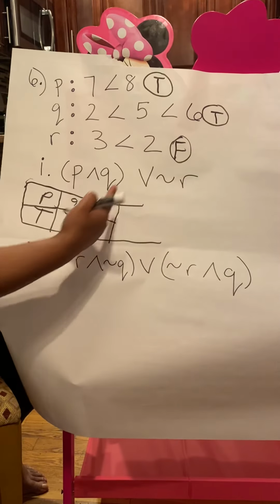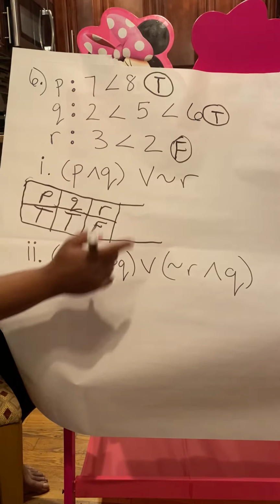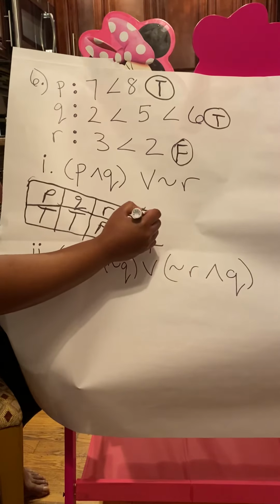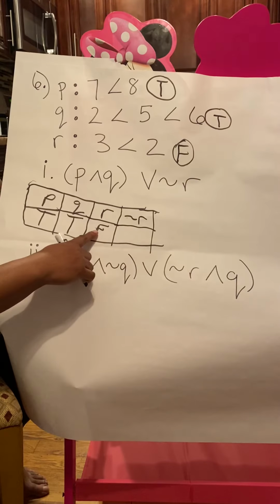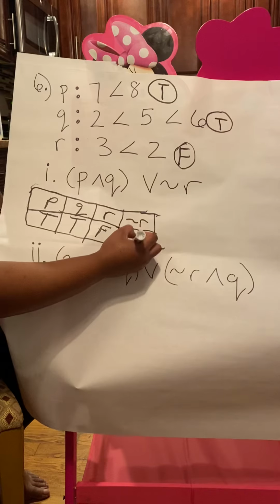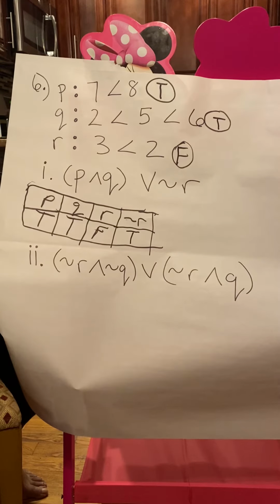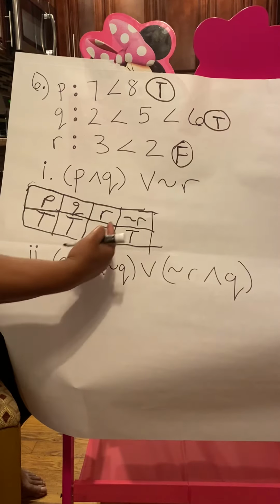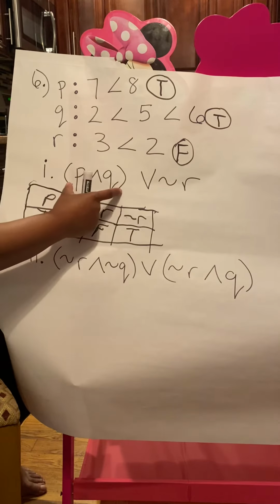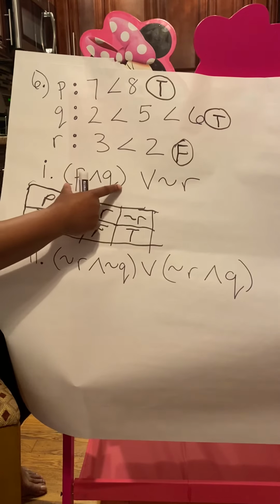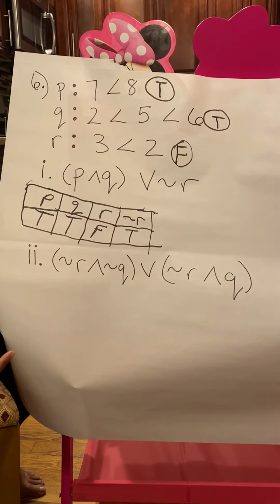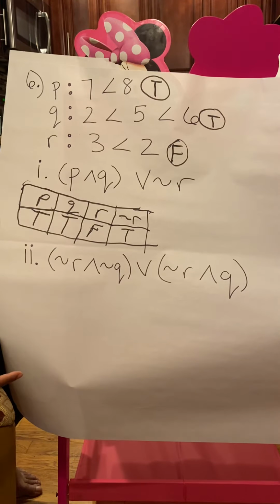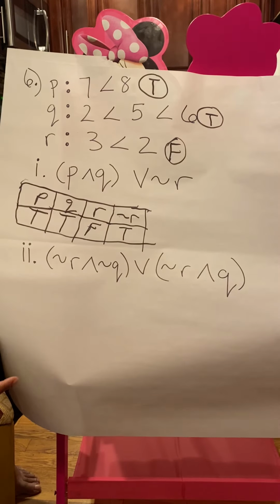Now they're asking me to find the negation of R. So now I have to do the opposite truth value of R. Since R is false, the opposite of false is true. So the negation of R is true. Once you find all the truth values of the statements and the negation, then you're going to work within the parentheses. And this parentheses is a conjunction. And from lessons long ago, we learned that a conjunction is only true when both statements are true.